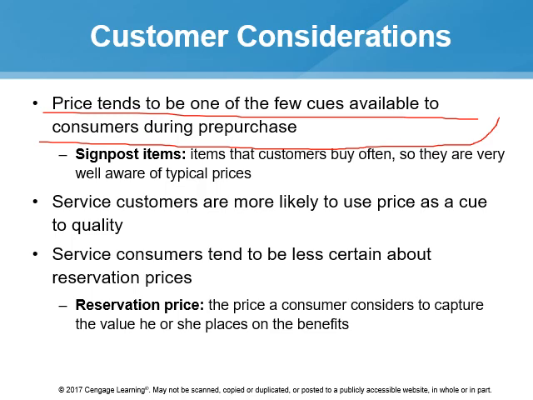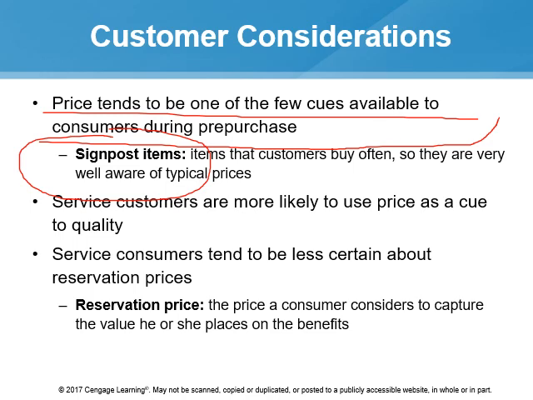And just because services do not have some sort of tangibility, it's hard to be objective about the services, and that's why we said in our earlier chapter that services are subjectively evaluated. So they act as signpost items. So customers actually judge the quality of the service by using price as a cue.